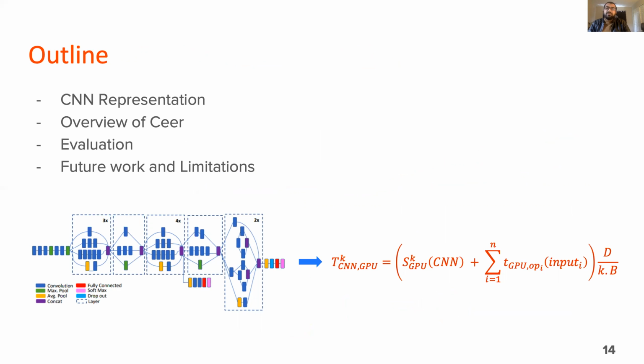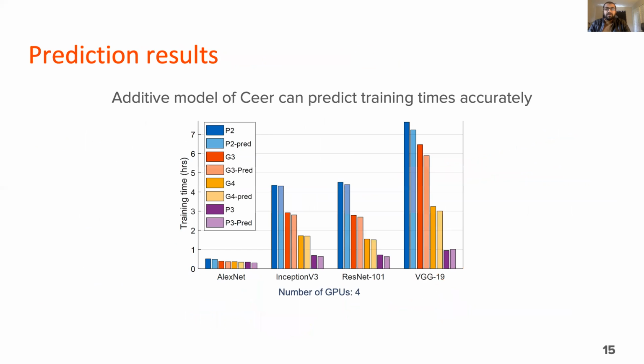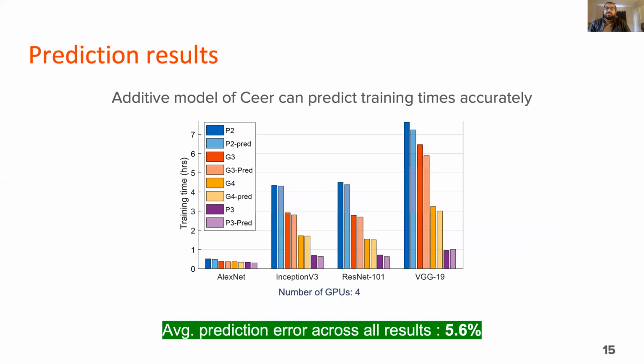In the next section, we will evaluate performance of Ceer. First, we will evaluate how accurate training time predictions are for Ceer. The graph below shows comparison of actual training times versus predicted training times for four different models across 4 different GPU instances. Here, the number of GPUs used is fixed to 4 for all instances. In our experiments, we observed that the average prediction error is about 5.6%, which is quite low.